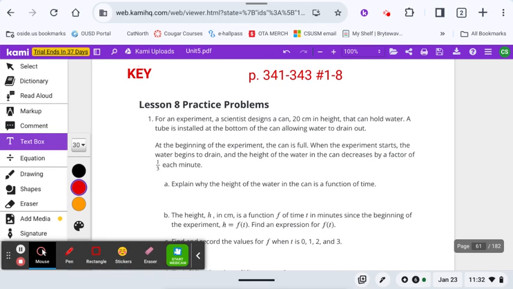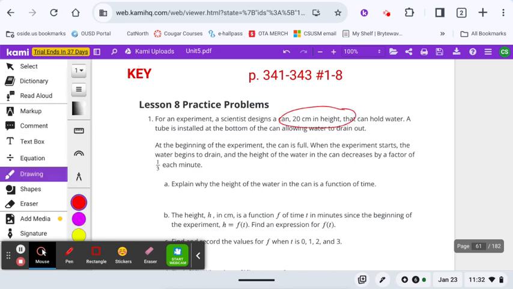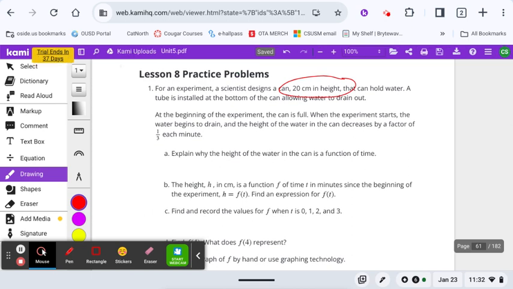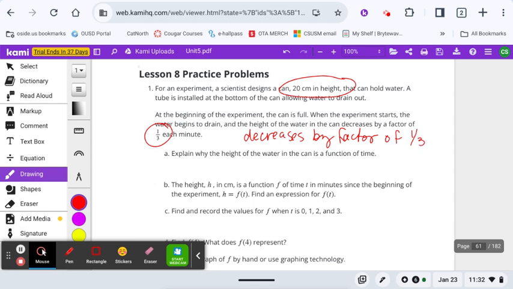For an experiment, a scientist designs a can that's 20 centimeters in height that can hold water, and a tube is installed in the bottom of the can, allowing water to drain out. At the beginning of the experiment, the can is full. When the experiment starts, the water begins to drain, and the height of the water decreases by a factor of 1/3. So that's already telling us what our factor is.